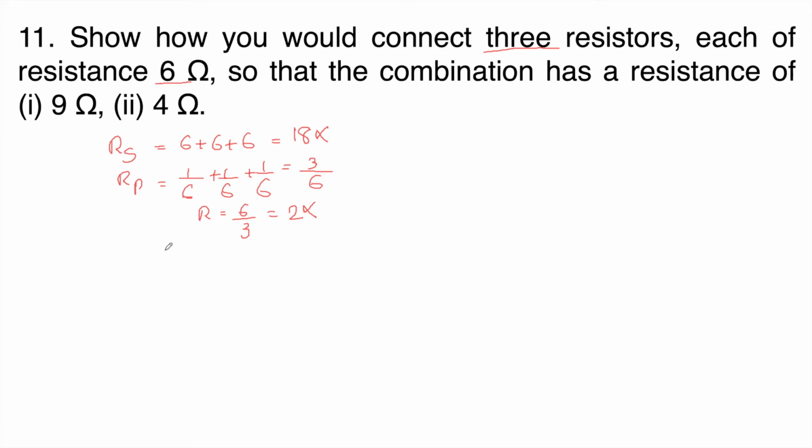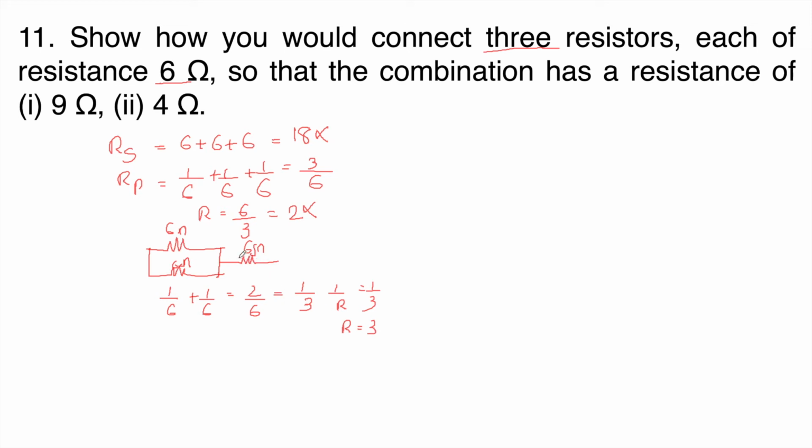Now we can check like this: two 6 ohm resistors I connect in parallel, and the third 6 ohm I take in series. Now we can check the values. In parallel it will be 1 by 6 plus 1 by 6, that means 2 by 6, that is 1 by 3. So 1 by R is 1 by 3, so R is 3.